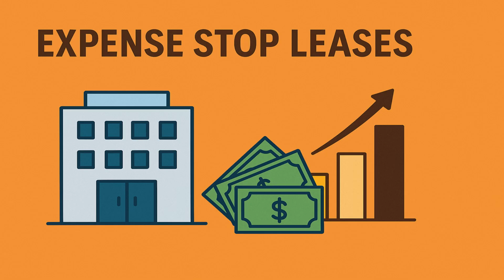Let's say the expense stop is set at $5 per square foot. If actual expenses are $4.75 per square foot, the tenant pays nothing extra. But if expenses rise to $5.50 per square foot, the tenant pays 50 cents per square foot for their lease space.